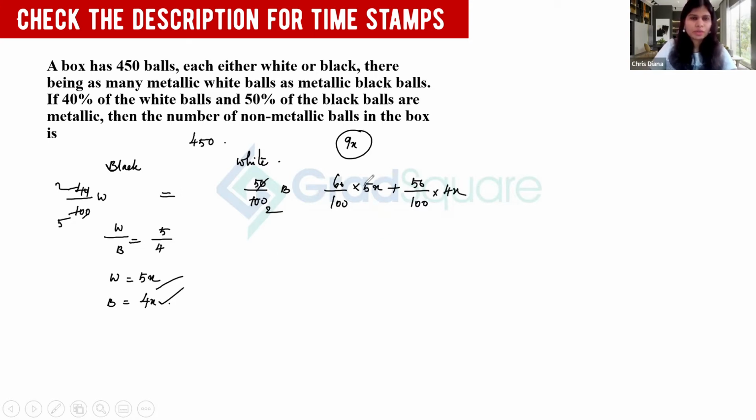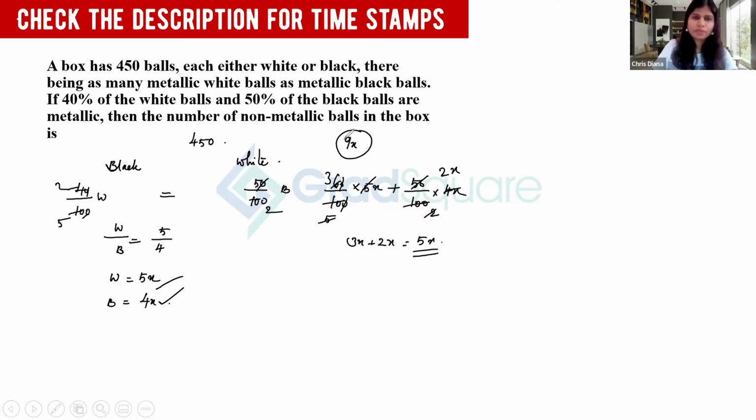Now let's just figure out what is the value of this. Now this goes away here, this lands up with a 2 here. So this is 2x. Now this is 3 and this is going to be a 5. 5 gets cancelled out here. So a total of 3x plus 2x, total of 5x balls are going to be non-metallic.